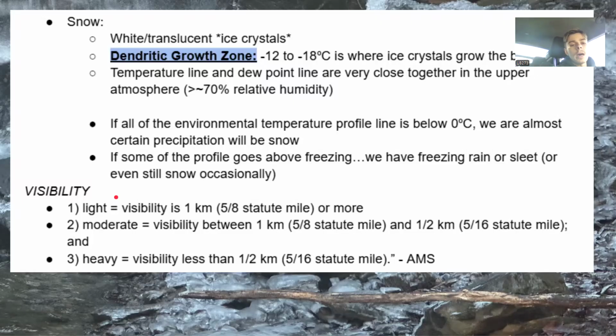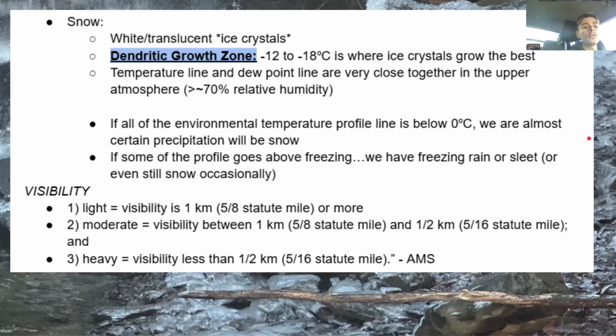All right, so we're going to talk about the three types of precipitation. First, snow. Of course, you probably know what snow is, but its technical definition is going to be white or translucent ice crystals that fall from the sky, essentially. But they're going to most easily form in our dendritic growth zone that's from 12 to 18 degrees Celsius. That's going to be where the ice crystals grow the best.